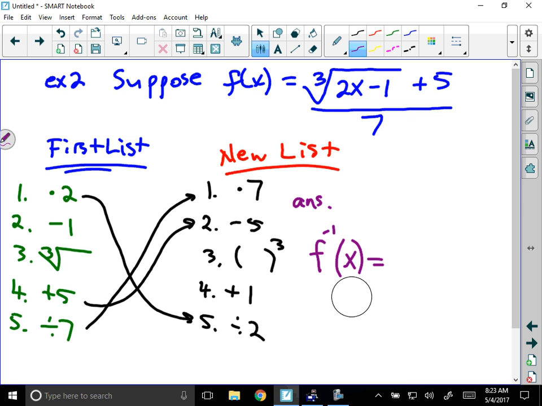Now remember, when I do these operations, I have to do them to the quantity that's there. So I multiply x by 7, so there's 7x. And then what? Minus 5. Now when I cube, do I cube just the x, just the 7x, or that whole quantity? I cube the whole quantity that's there, so I cube all that. I add 1 to that whole quantity, and then I divide that whole thing by 2.